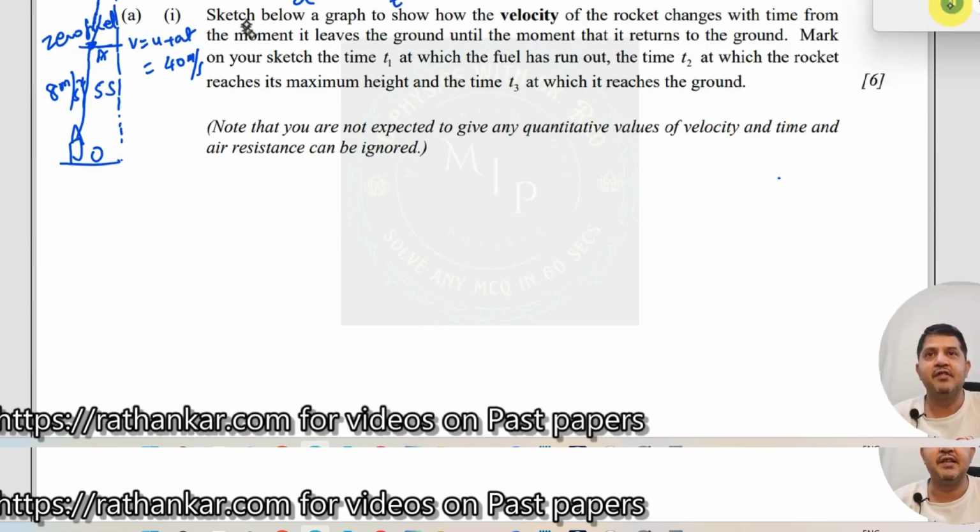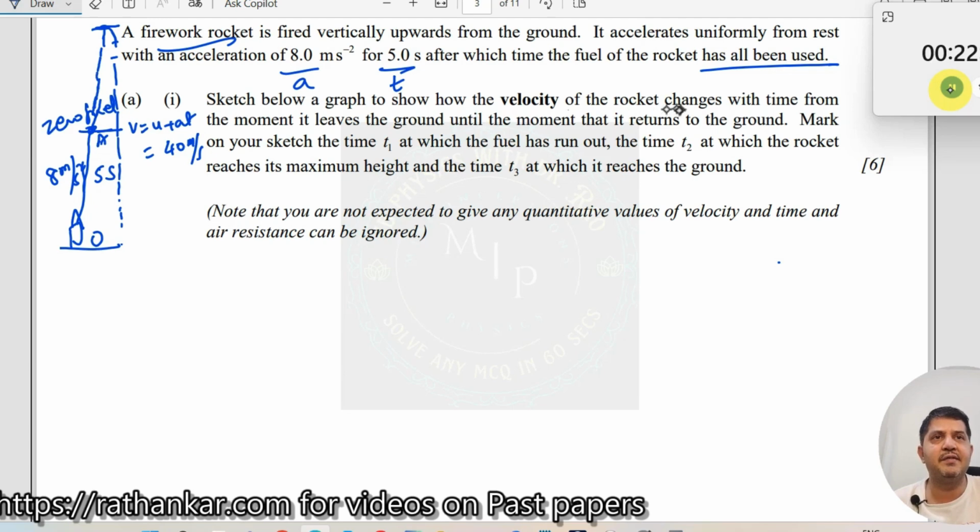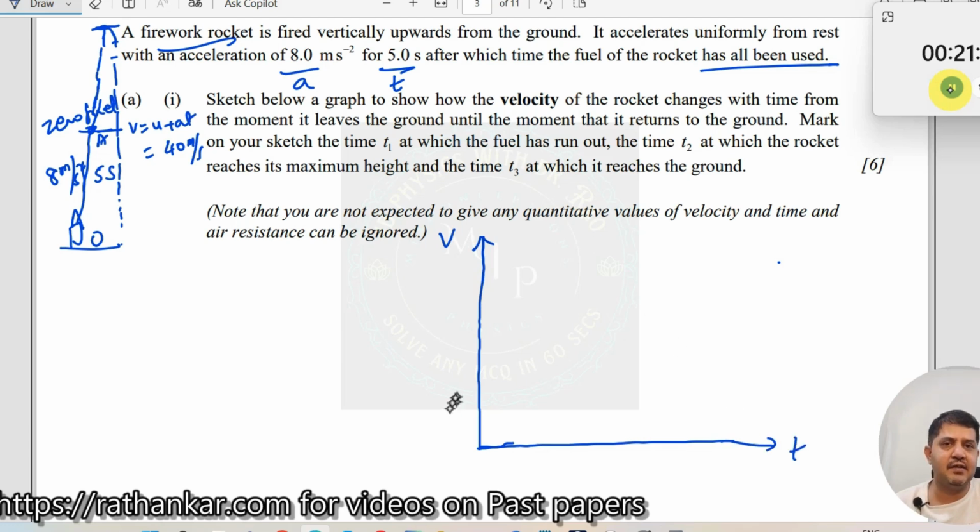Now let us read the question. Sketch below a graph to show how the velocity of the rocket changes with time from the moment it leaves the ground. We need to draw a velocity time graph. I'll draw a velocity time graph like this. This is your v, this is your t. Can it have a negative axis? Velocity can have negative also, right? So therefore, I'll put only one more here.